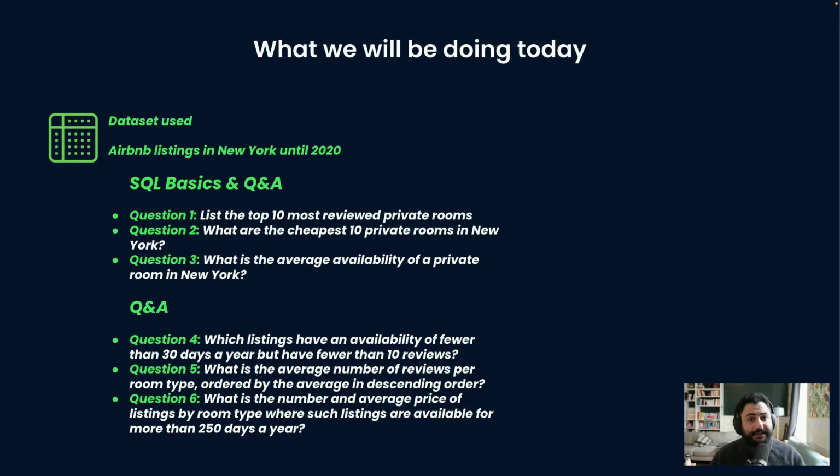We're going to look at which listings have an availability of fewer than 30 days a year, but have fewer than 10 reviews. We're going to look at the average number of reviews per room type, ordered by the average in descending order. And we're going to look at what is the number and average price of listings by room type where such listings are available for more than 250 days a year.